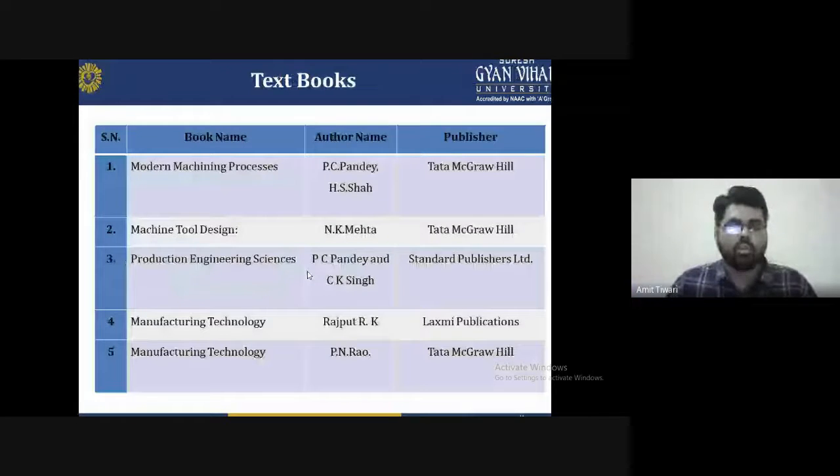At the end of this lecture, I am going to recommend some books for the further study. First, Modern Machining Science by P.C. Pandey, Tata McGraw Hill publisher. Second, Machine Tool Design by N.K. Mehta, Tata McGraw Hill publisher. Third is Production Engineering Science by P.C. Pandey and C.K. Singh, Standard Publisher Limited. Fourth is Manufacturing Technology by R.K. Rajput, Laxmi Publication. And the fifth is Manufacturing Technology by P.N. Rao, Tata McGraw Hill Publication. So these are some books which will help you to understand the design of drilling machines.